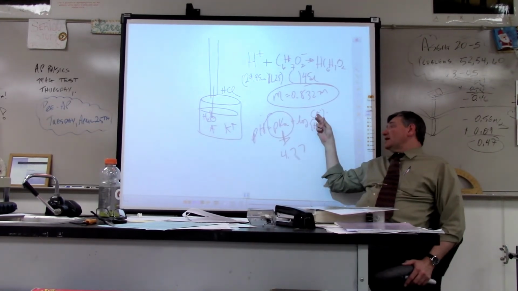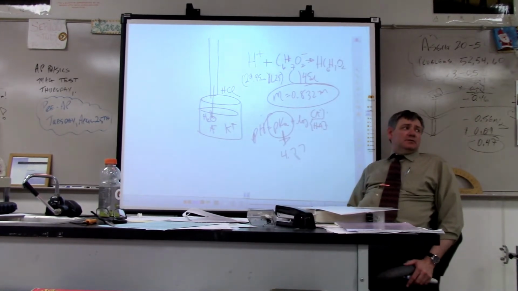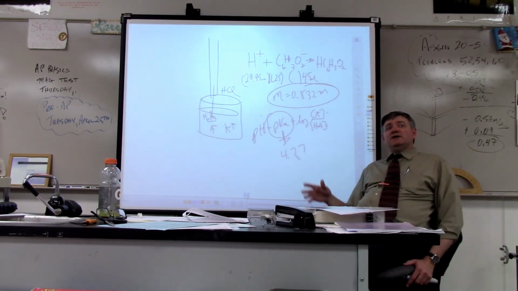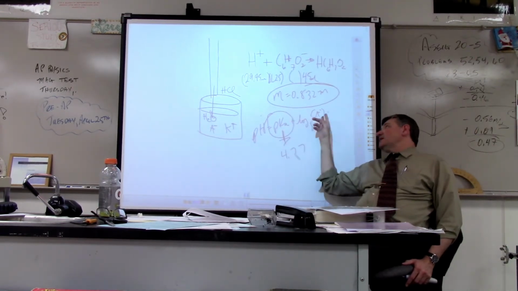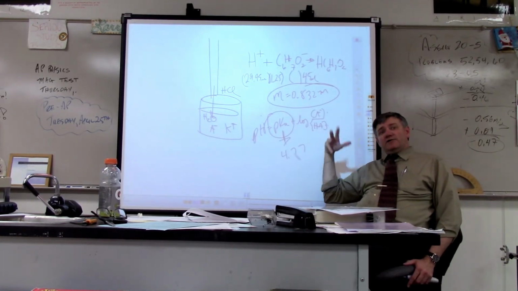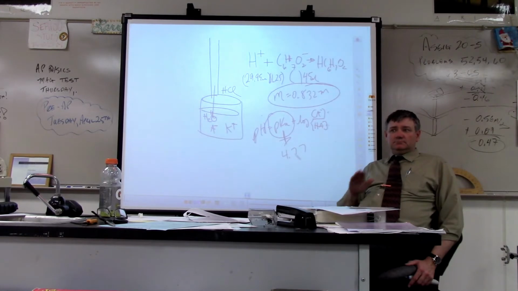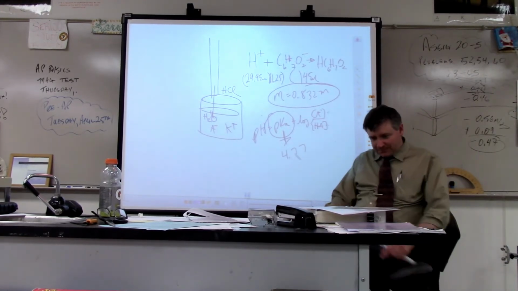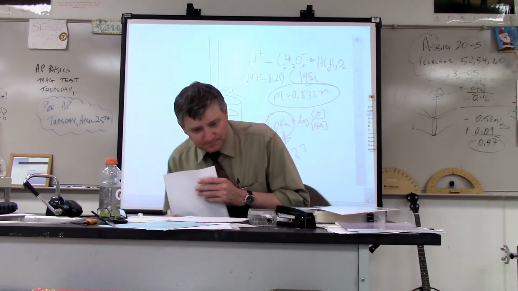Because if your anion concentration is bigger than your HA, what's going to happen? The pH would be above 4.77, because you would be taking the log of a value bigger than 1. Got it? Okay, so let's briefly talk about the multiple choice questions.